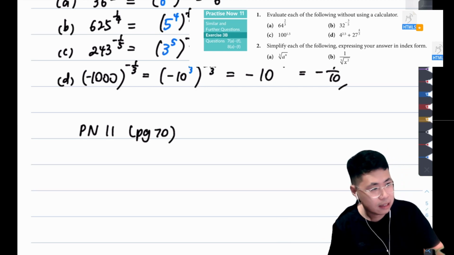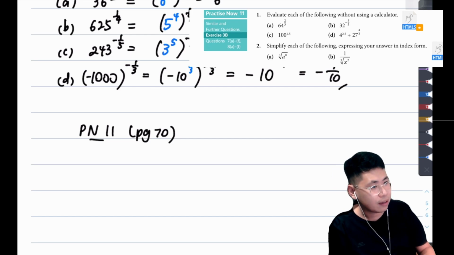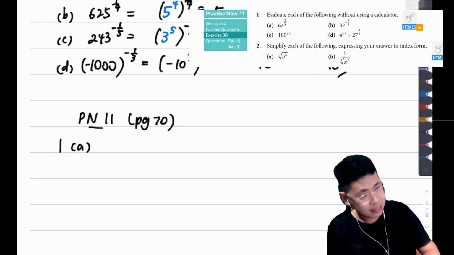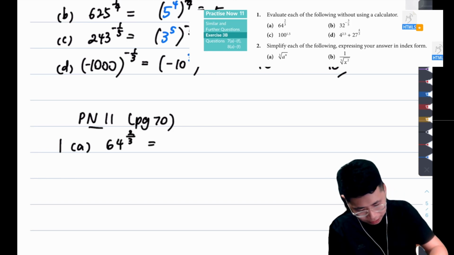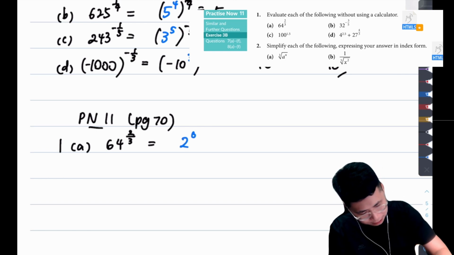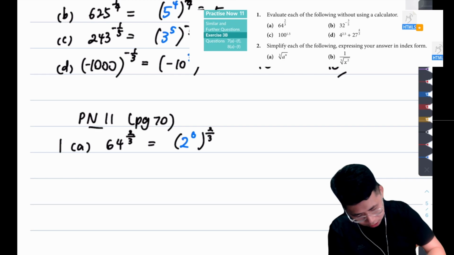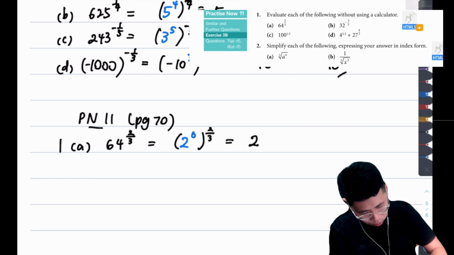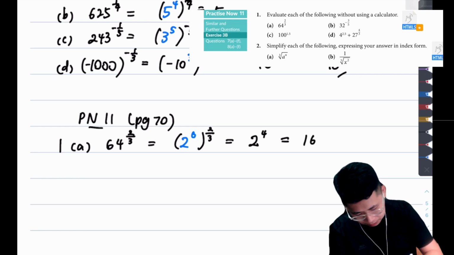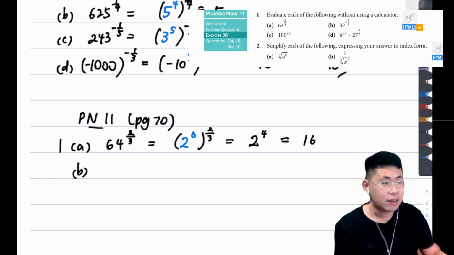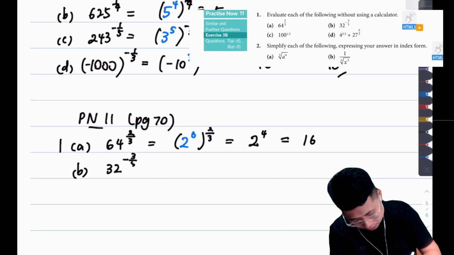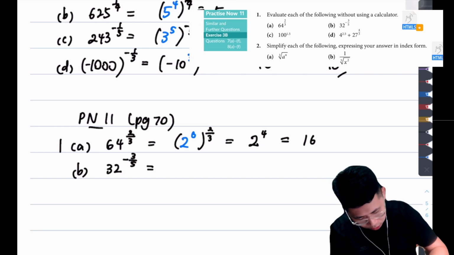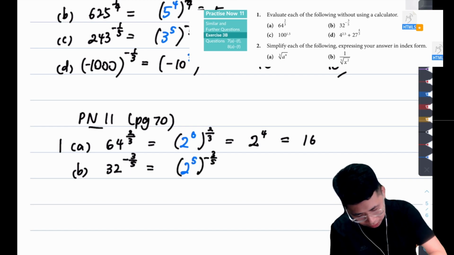Alright, so with this, let's take a look at how we evaluate each of these without a calculator. So 1A, we have 64 to the power of 2/3. So 64, I can recognize this as 2 to the power of 6. Then the whole thing, power 2/3. So when I multiply this, I would get 2 to the power of 4, which gives me 16. Right, B. We have 32 to the power of negative 3 over 5. Let me settle the fractions first. So 32 is actually 2 to the power of 5. And then now my whole thing, power negative 3 over 5.